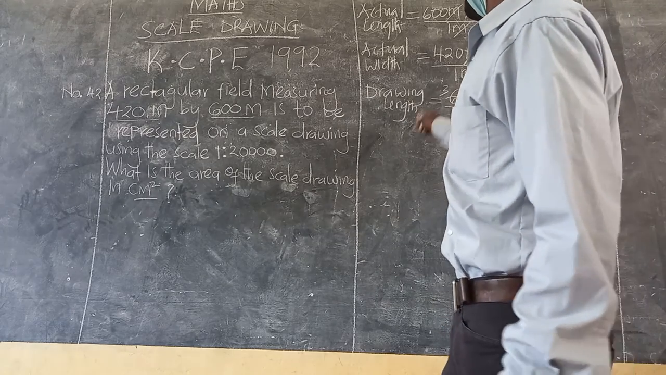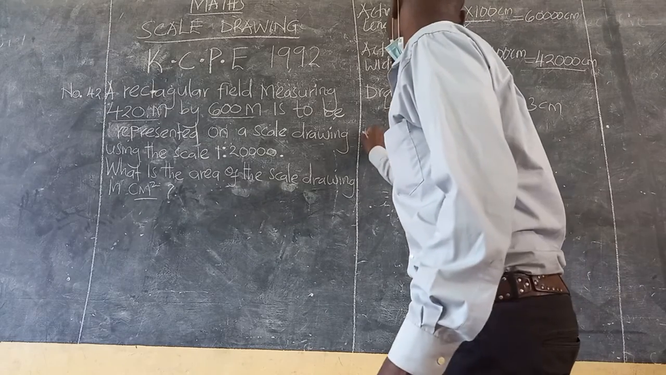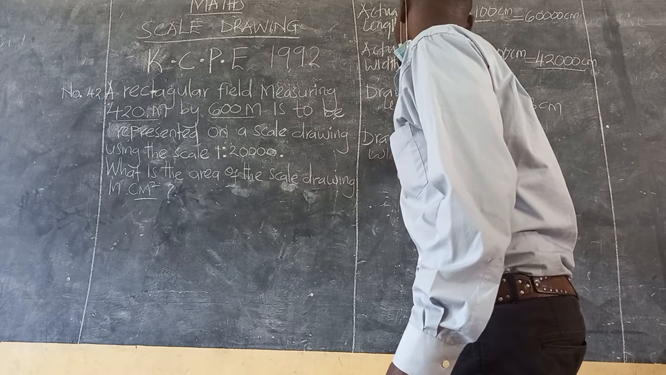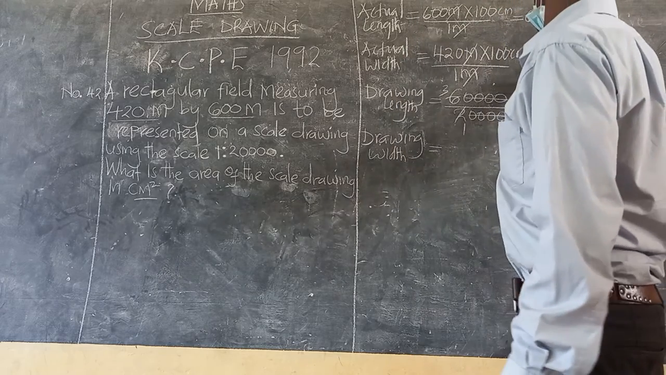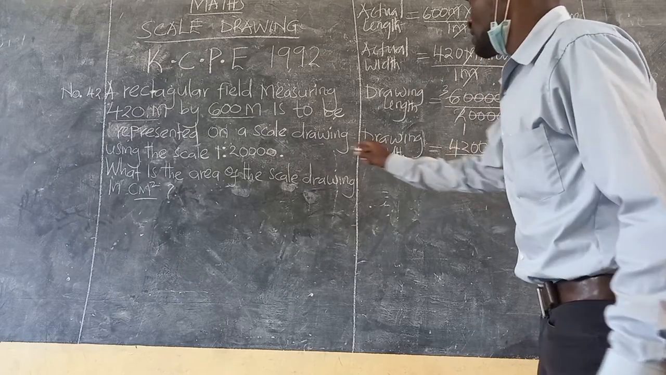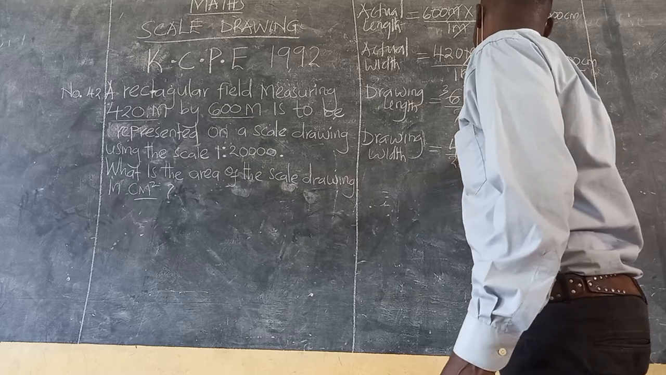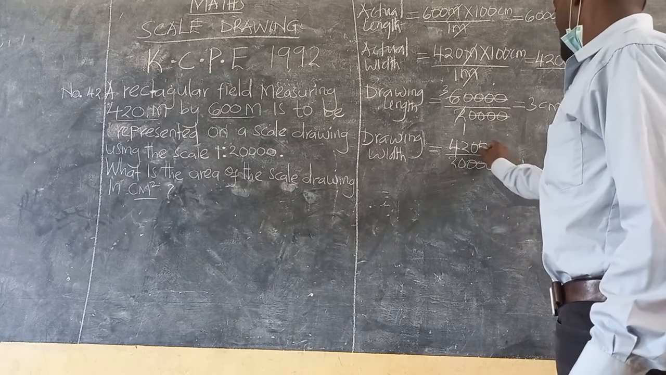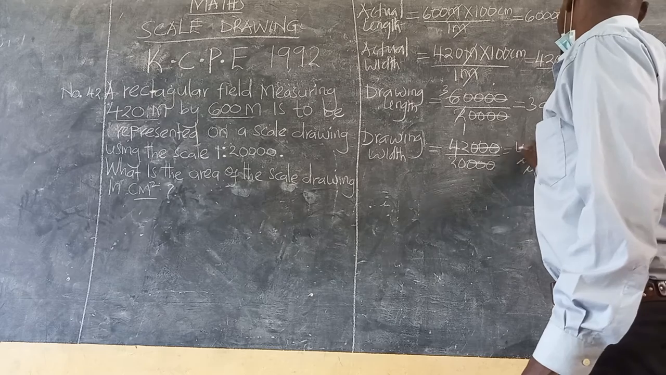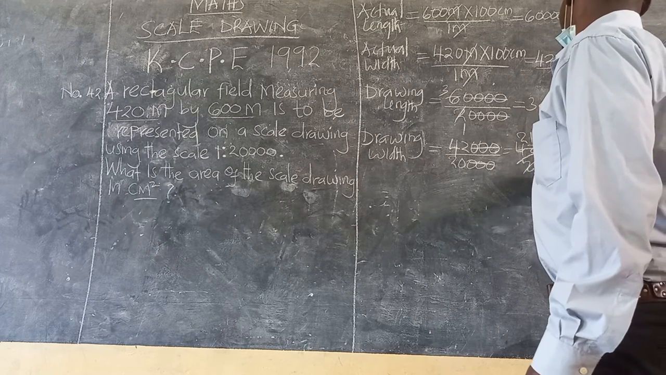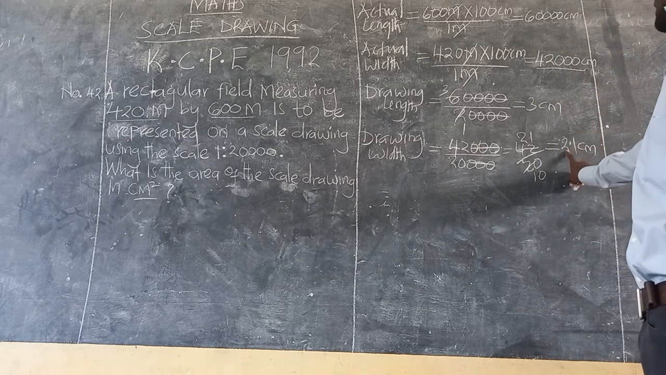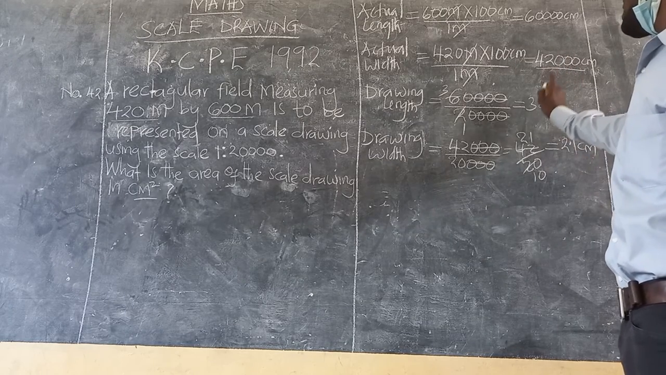We also calculate our drawing width. Drawing width, in this case 42,000 divided by our scale 20,000. Divide like that. So you have 42/20. By 2, 10. By 2, 21. 21 over 10, you get 2.1 centimeters. This is our drawing width. This is our drawing length.